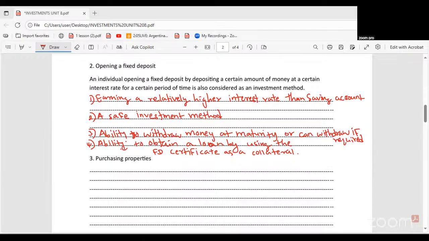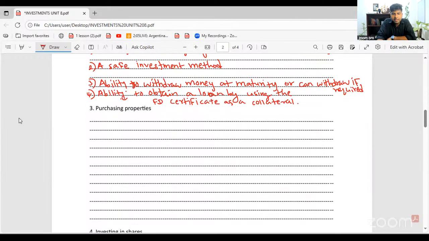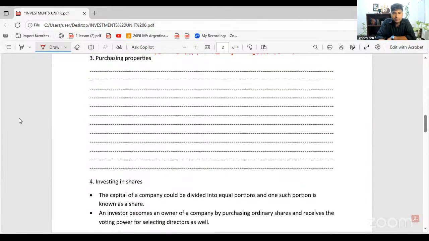Right. Now, what do you mean by purchasing properties? It means, say you have a lot of money, then you can buy houses and buildings. For example, you have a house to live in, but you are purchasing another house. What's the benefit from that? You can give that house on rent and earn money. You can give that house on lease and earn money.